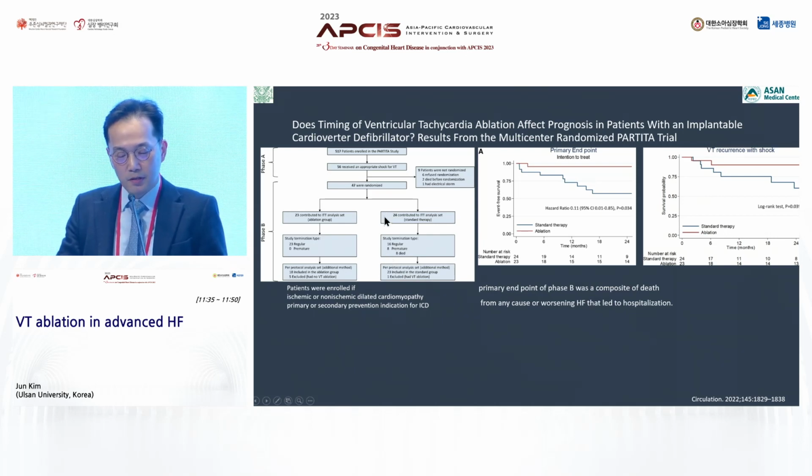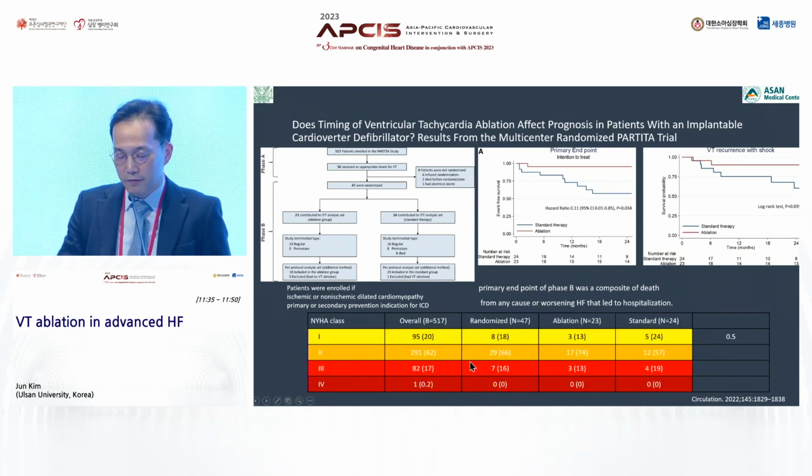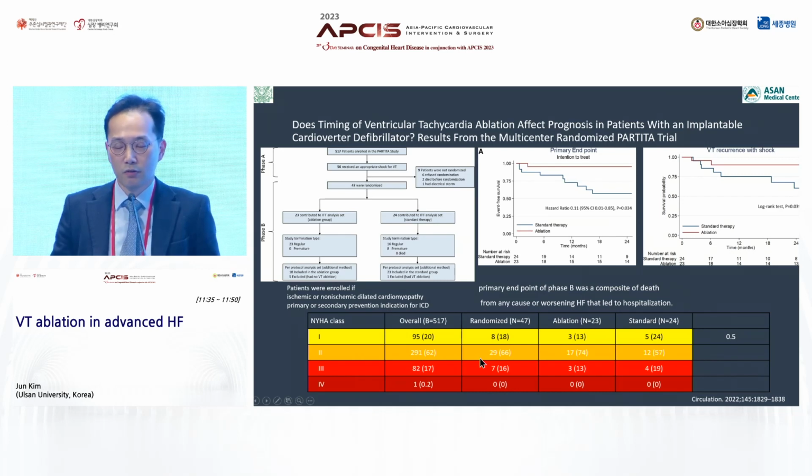And another study shows that the ICD patients with recurrent ICD shock were randomized to ablation therapy versus standard of care, and the ablation therapy decreased the composite of death from any cause or worsening heart failure that led to hospitalization. But in fact, in those trials, there is a very small number of advanced heart failure patients, so we should be very careful in selecting the best patient for cath ablation, especially in advanced heart failure patients.